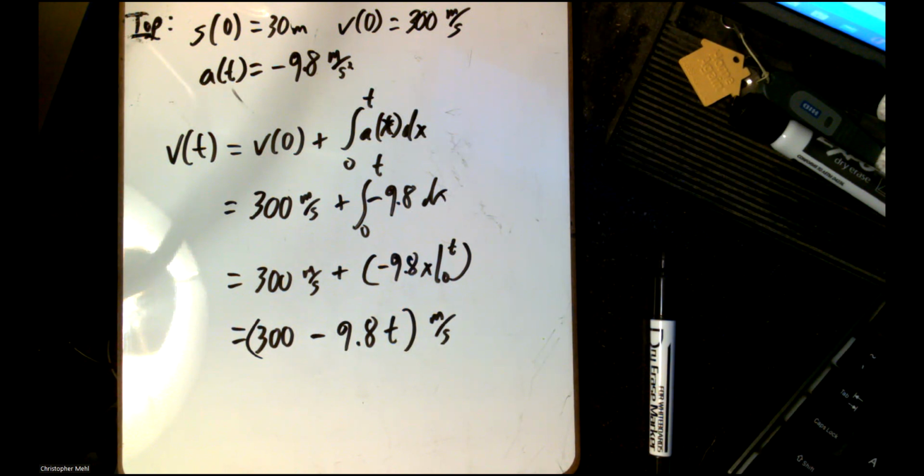So the initial velocity, 300 meters per second, is going to decrease from there. That makes sense. The only thing acting on it is gravity. Nothing's pushing it upward. The only thing acting on it is gravity, so that's going to slow it down until eventually it stops going up and starts coming back down. Okay, so knowing this velocity function, I could graph this thing.